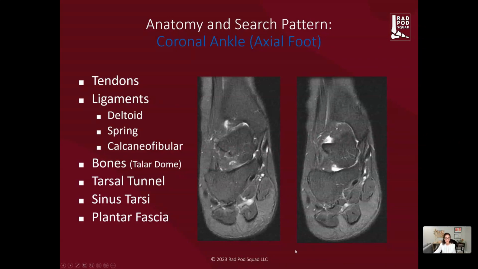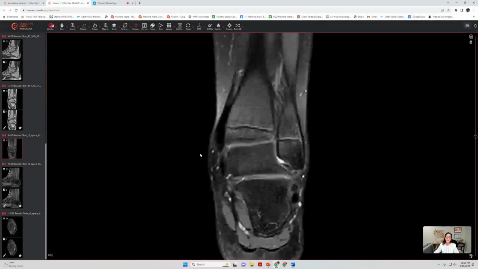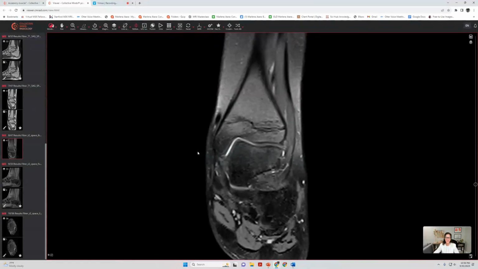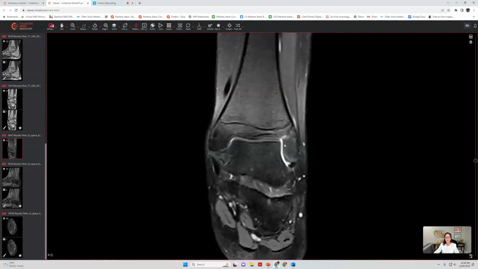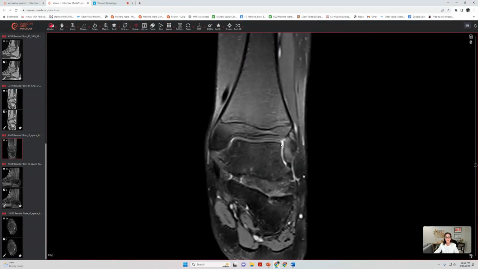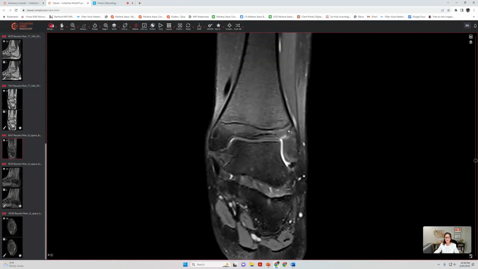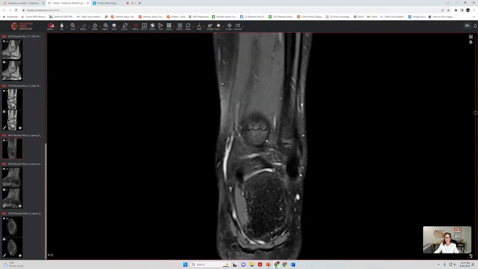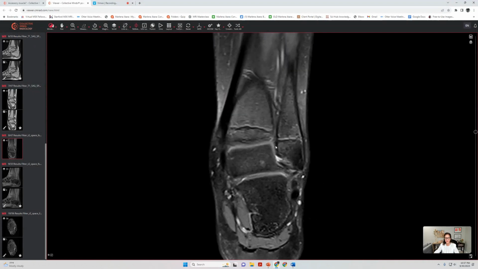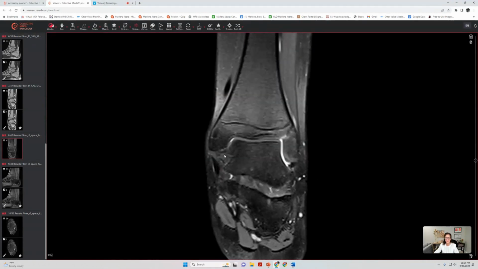Let's move on to assessment of the coronal imaging plane. In the coronal imaging plane, we can set ourselves up to understand the ankle mortise and its symmetry. That's where we can see the region of the anterior syndesmosis again. We can appreciate the interosseous ligament seen here and the posterior syndesmosis seen here. But we can see that the ankle mortise is symmetric.